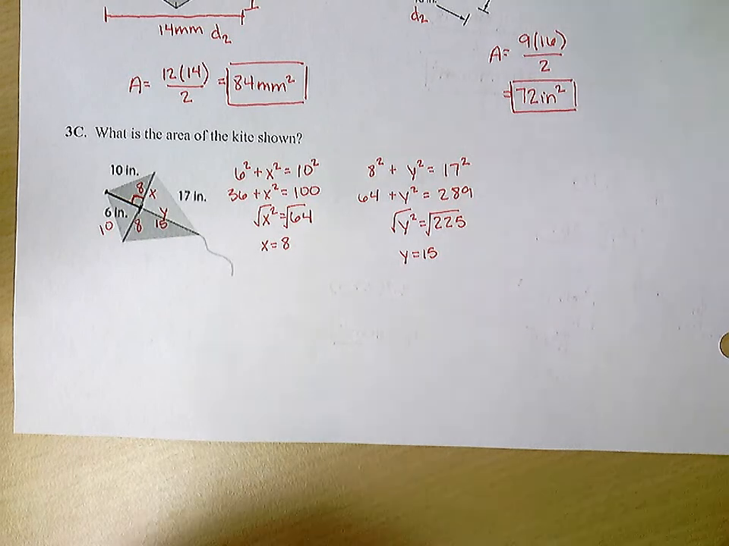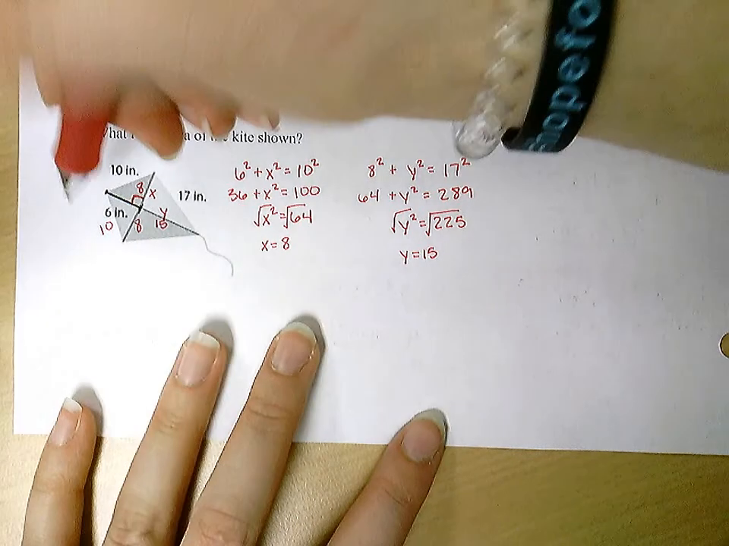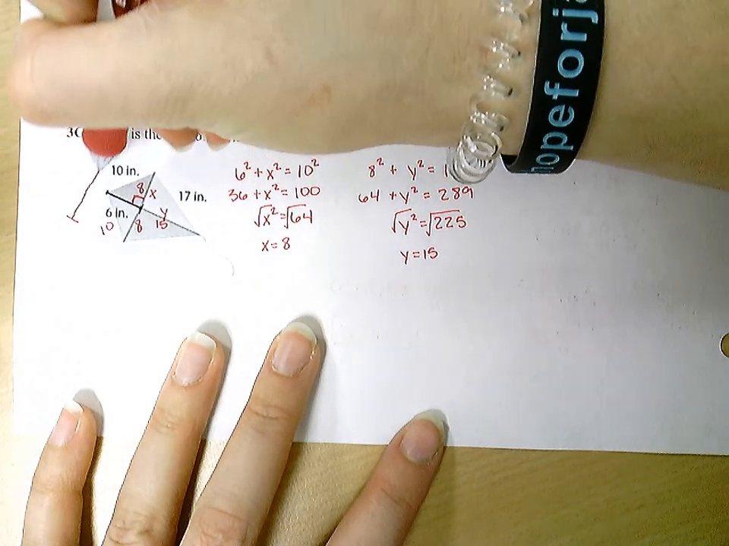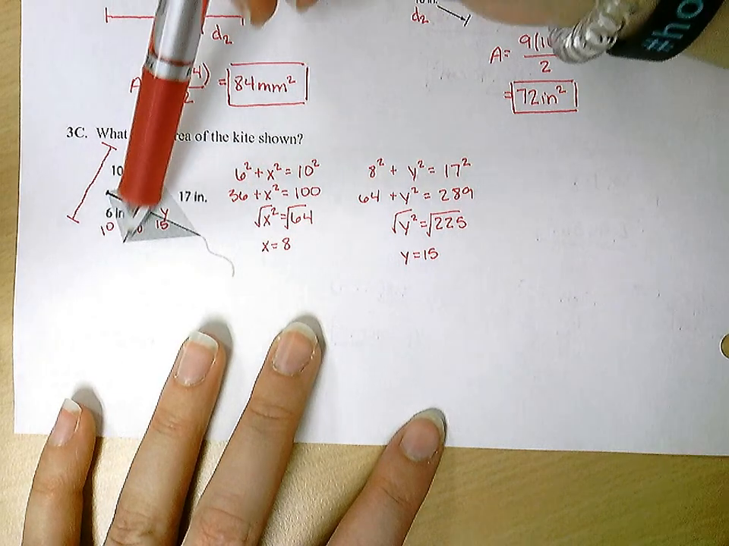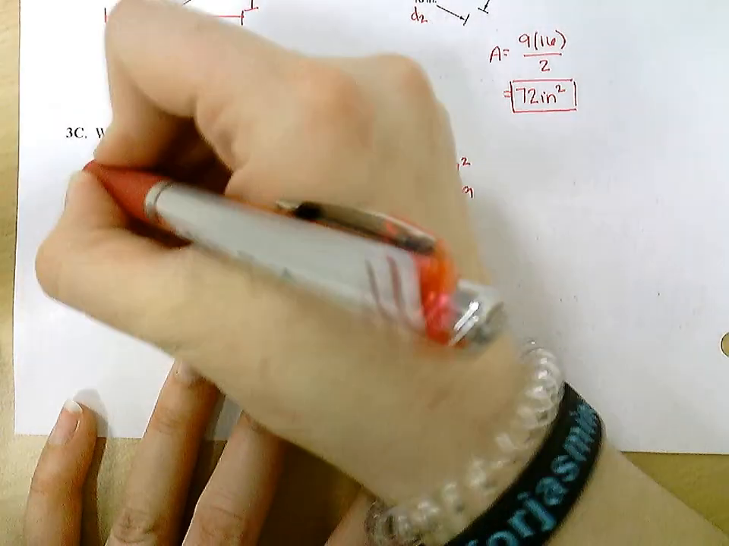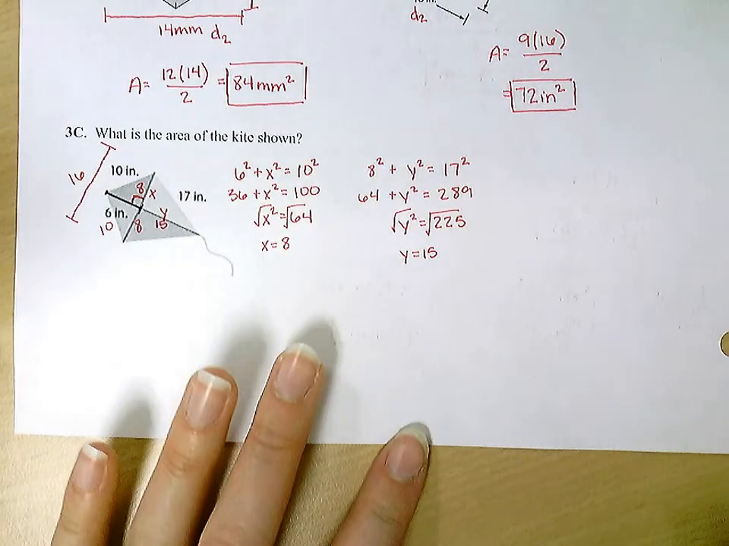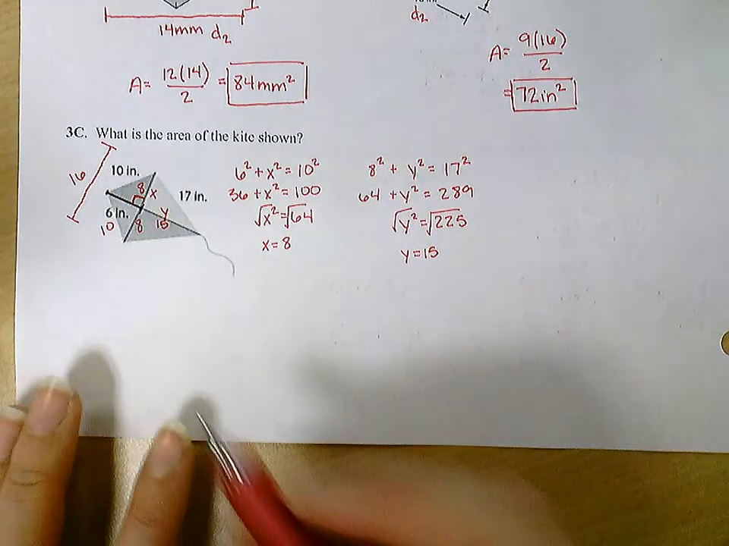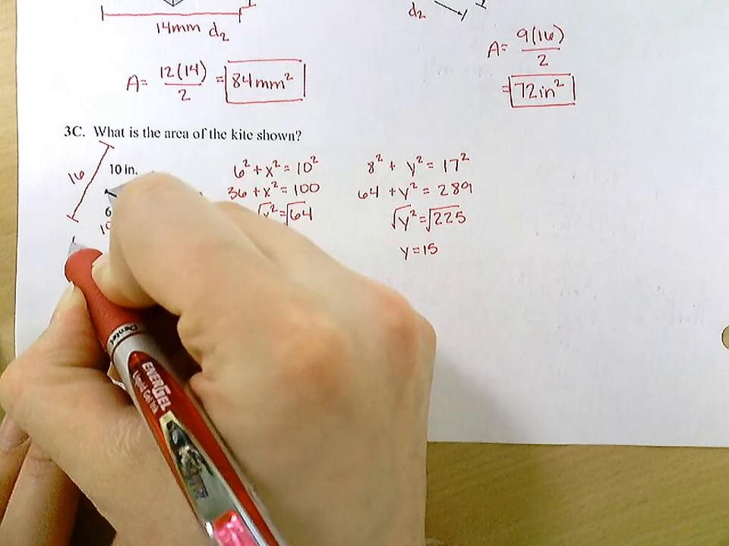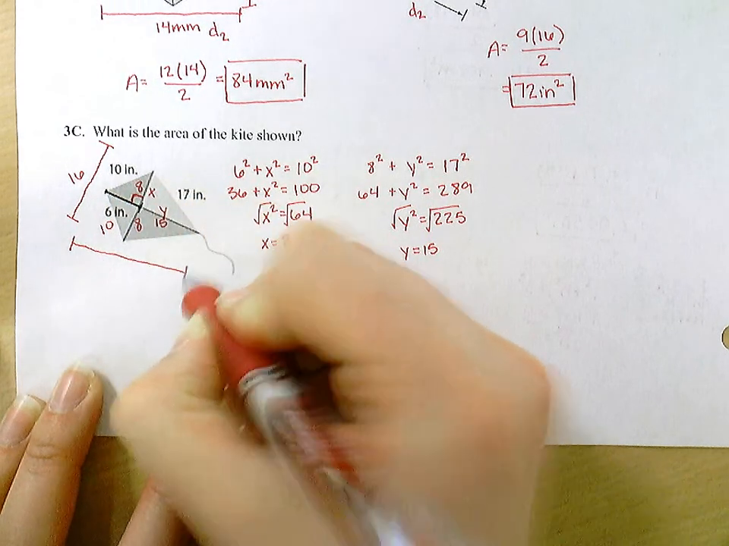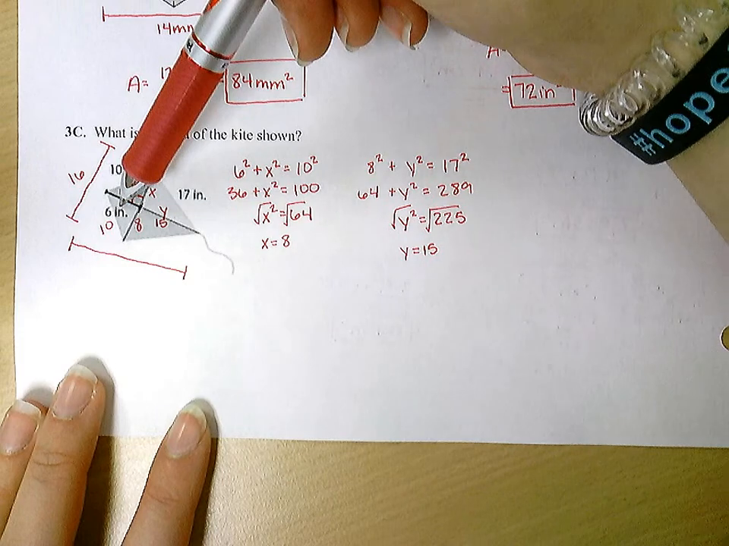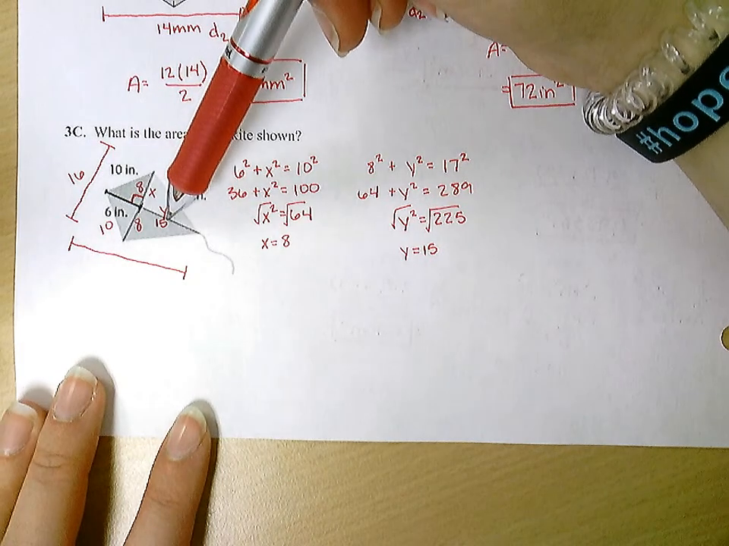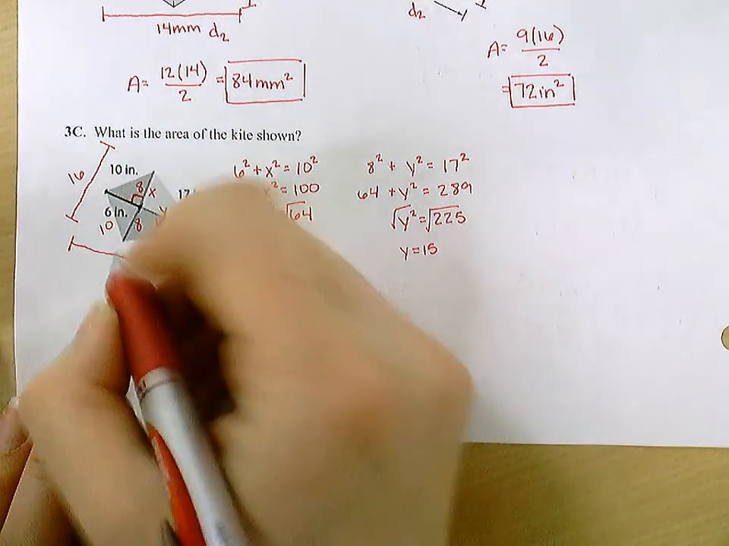So now I have each piece of the diagonals, so I can find the entire diagonal here. So this one, add those two pieces together. That would be 16. Okay, same thing here. Add your two pieces together. I have 6 inches and 15 inches. So together that's 21.